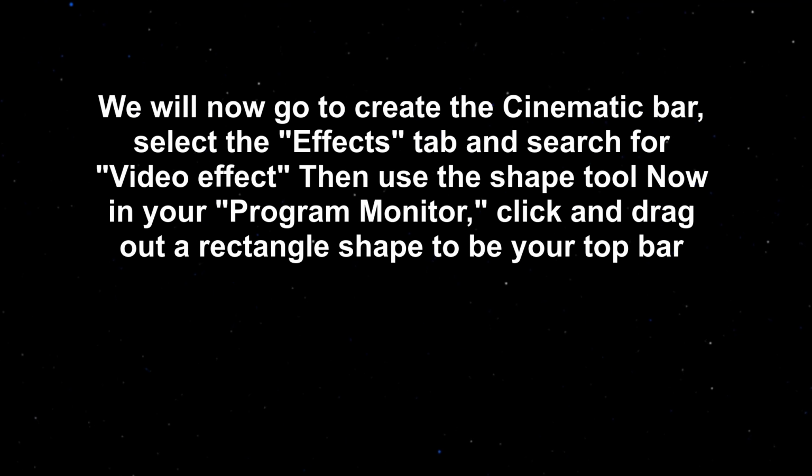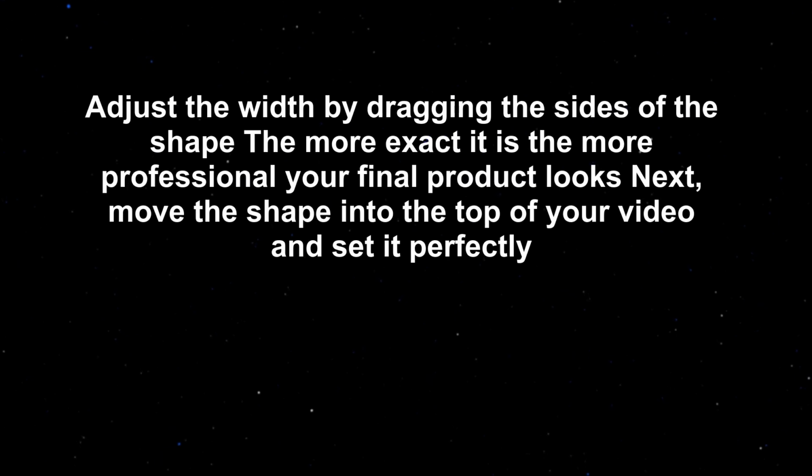Select the Effects tab and search for Video Effect, then use the Shape tool. Now in your program monitor, click and drag out a rectangle shape to be your top bar. Adjust the width by dragging the sides of the shape. The more exact it is, the more professional your final product looks. Next, move the shape into the top of your video and set it perfectly.